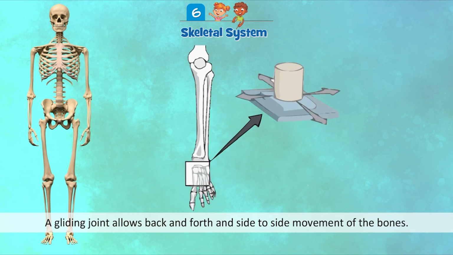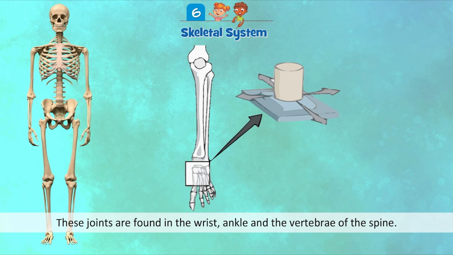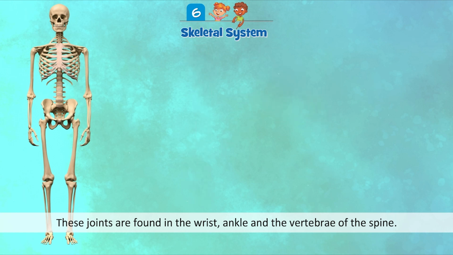Gliding joint. A gliding joint allows back and forth and side-to-side movement of the bones. These joints are found in the wrist, ankle, and the vertebrae of the spine.